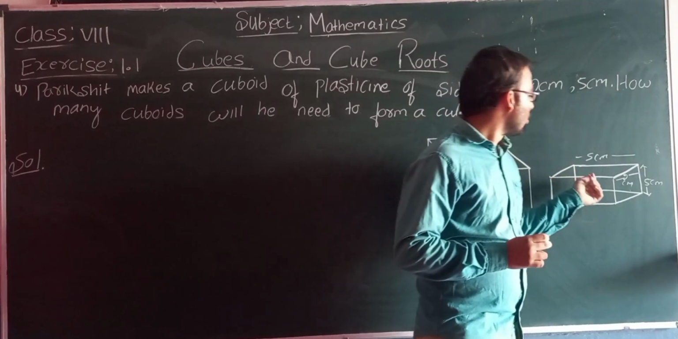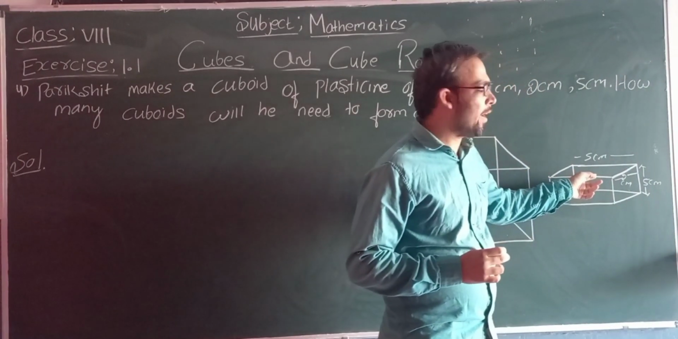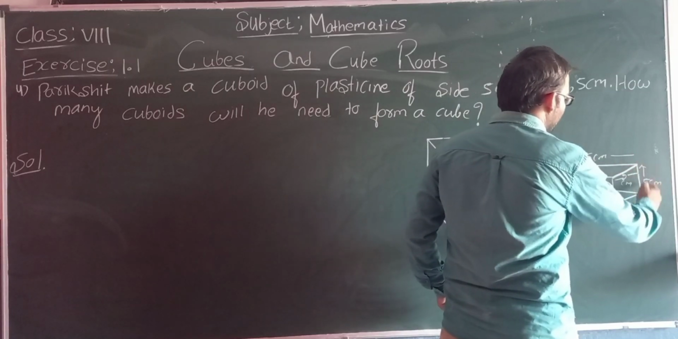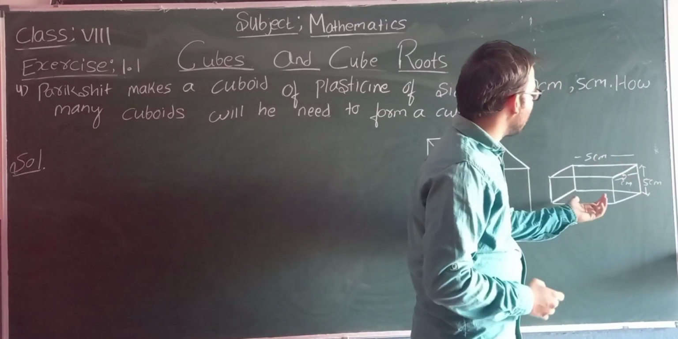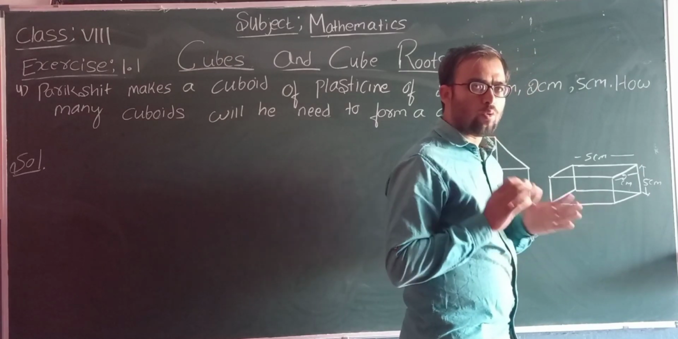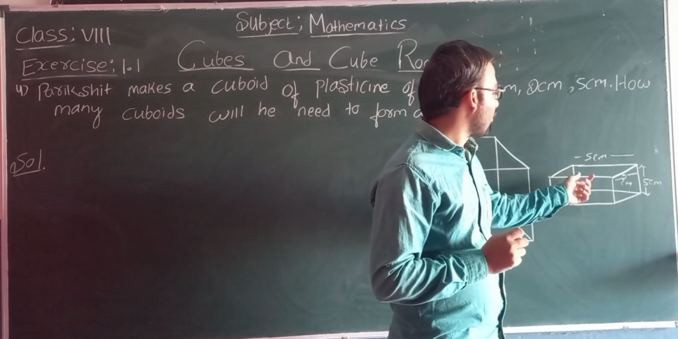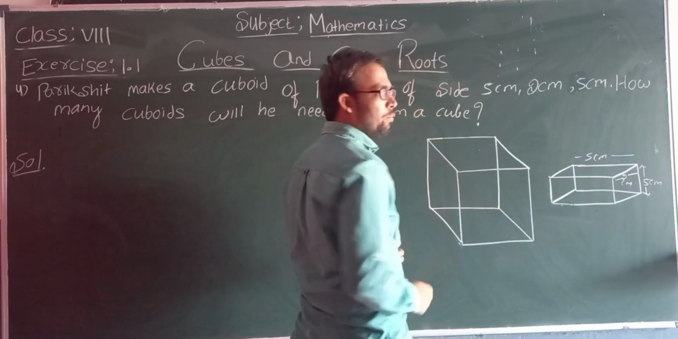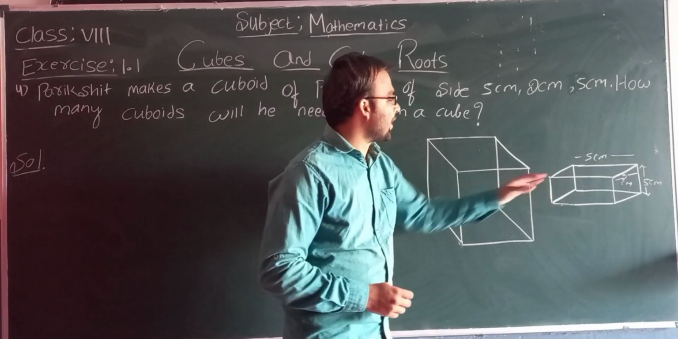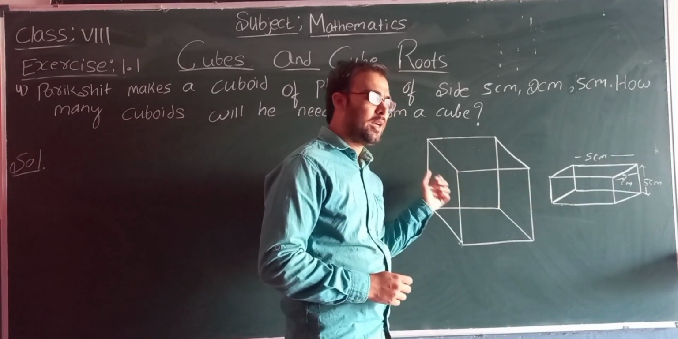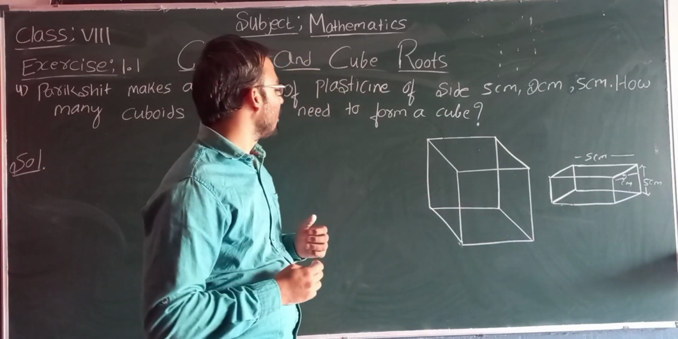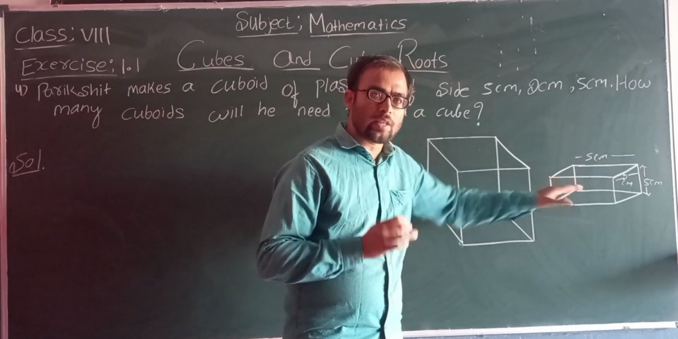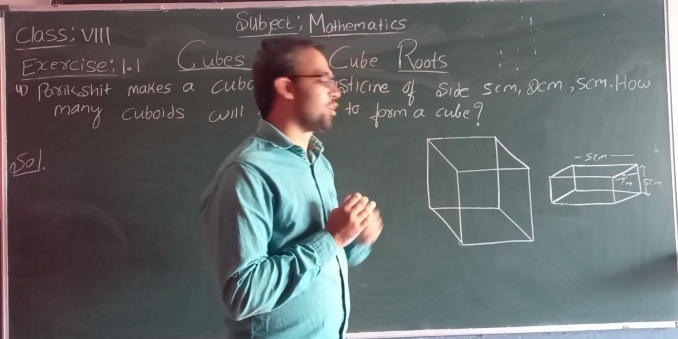So look at here, students. Here Parikshit is having a cuboid of dimensions 5 cm length, 2 cm width and 5 cm height. So with this kind of cuboids, what does he need to make? With the help of this kind of cuboids, he needs to build or make a cube. So here what they are asking: how many such cuboids are needed to form a cube?